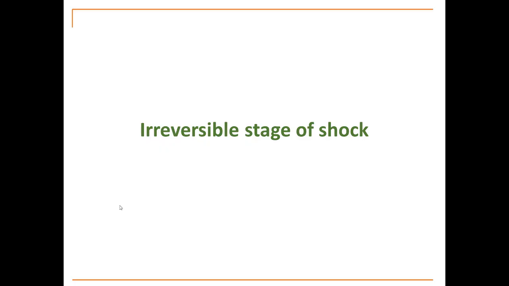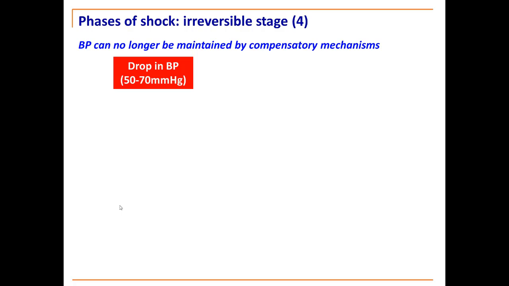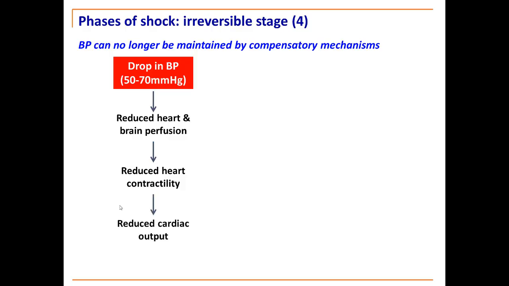And then we finally hit that irreversible stage of shock. And this is where blood pressure can no longer be maintained by the variety of compensatory mechanisms that we have. So your drop in blood pressure becomes very significant. So the systolic down to 50 to 70 millimeters of mercury. That means we're not getting our cardiac output out, so we're getting reduced heart and reduced brain perfusion, which of course means we're getting reduced heart contractility because there isn't enough energy getting there to be able to feed that heart muscle, leading to a reduced cardiac output, which further reduces blood pressure. So it's this vicious cycle again, reducing blood pressure and further reducing tissue perfusion.